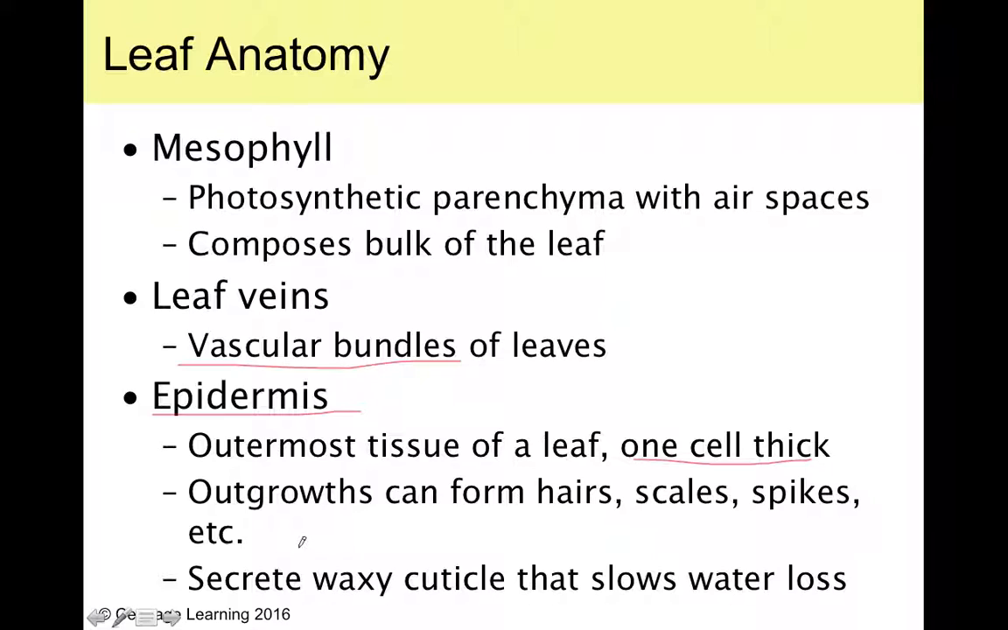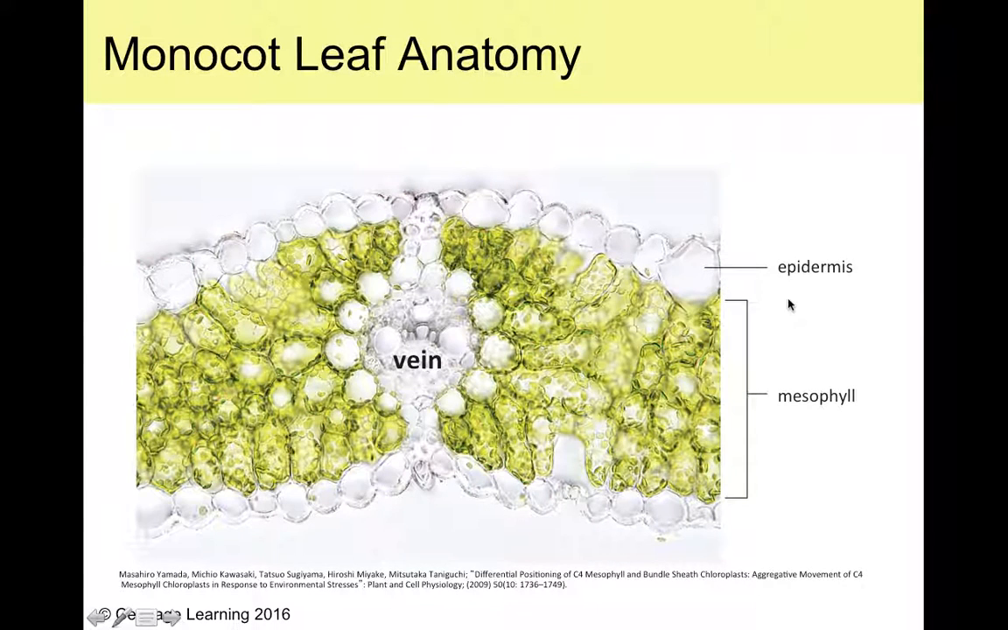It can form all sorts of unique outgrowths like hairs, scales, spikes, prickles, things like that. And oftentimes it will secrete a waxy cuticle that slows water loss and makes the leaf survive just a little bit better in a drier habitat. And so here you have a leaf in cross section. This is the vein, xylem and phloem inside of the vein. More than likely xylem here is these very large vessels, phloem here where the word vein is. An upper epidermis, a waxy cuticle, a lower epidermis, and a waxy cuticle.